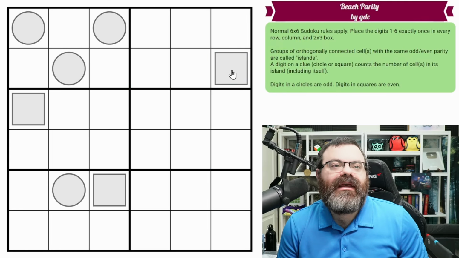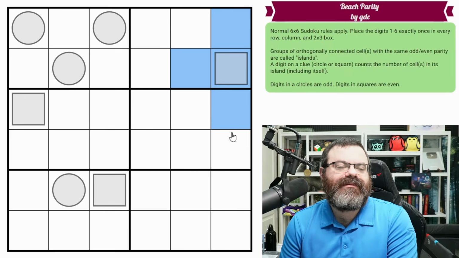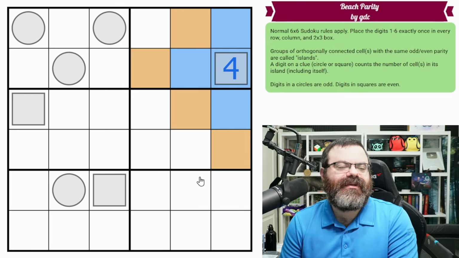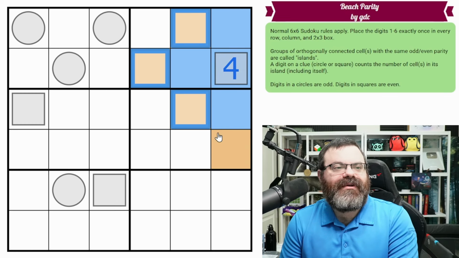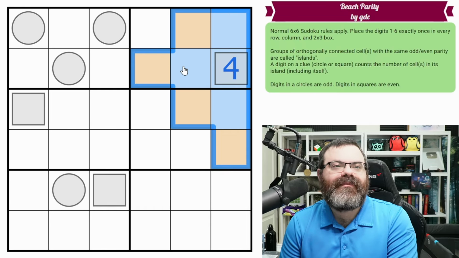But let's give a really simple example here. Let's say this was a block of even cells, then this would be a 4. And if the rest of them were orange around here, we don't have to give digits, but this would be a 4. It would be surrounded by orange. This is an island of size 4. That does match our clue there.